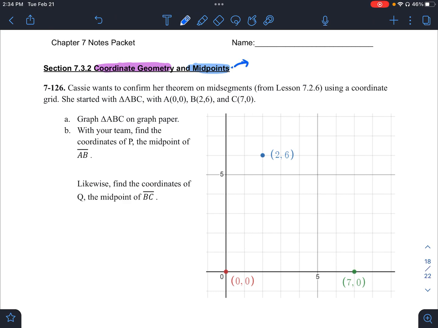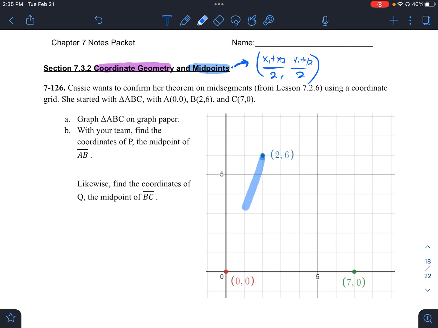Looking at your green sheet that you got the other day, remember that our midpoint formula is x1 plus x2 over 2 and y1 plus y2 over 2. So go ahead and take a second, pause the video, try 7-126. We'll pick up here in just a second.